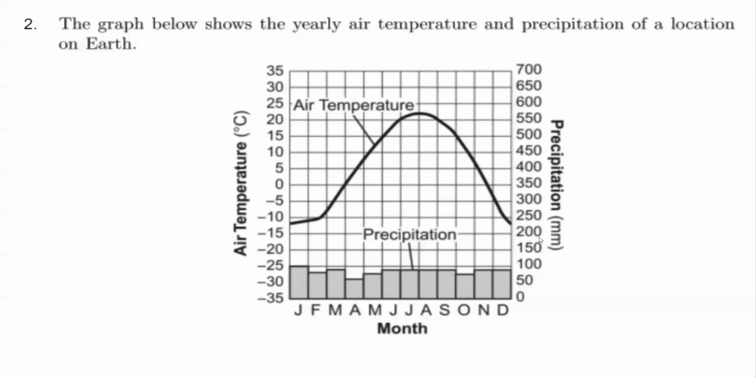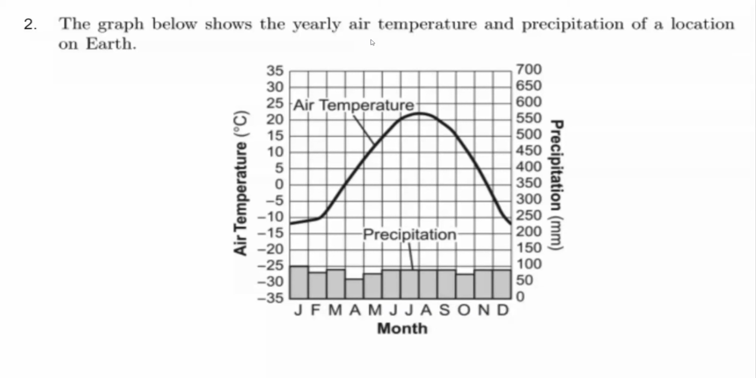So I'm seeing that there's a scale for precipitation. Precipitation means rain. I'm seeing that there's a scale for air temperature right here. I'm seeing that for air temperature, there's a line graph, but for precipitation or rain, there's a bar graph. And in the x axis, I'm seeing month, and I'm seeing letters for the month. So I'm assuming this is January, February, March, April, May, June, July, August, September, October, November, and December.